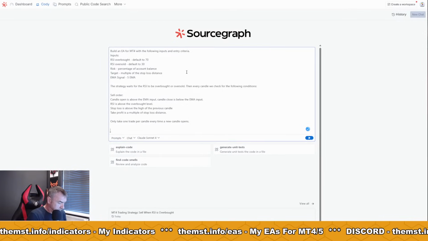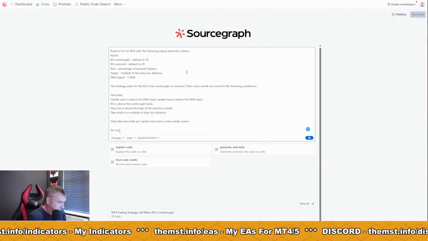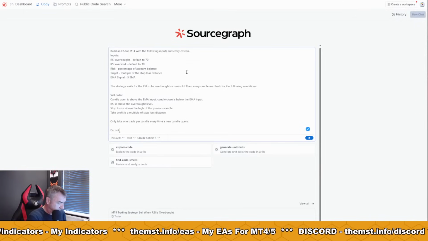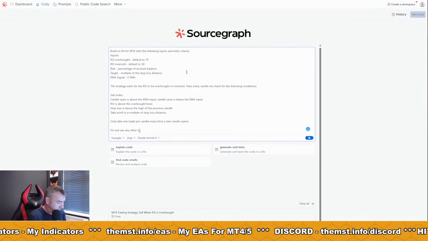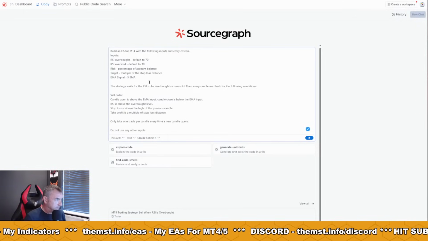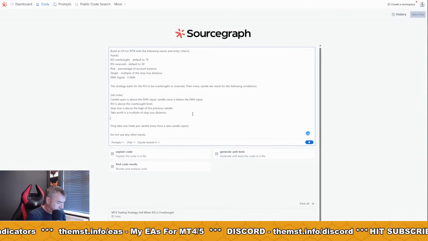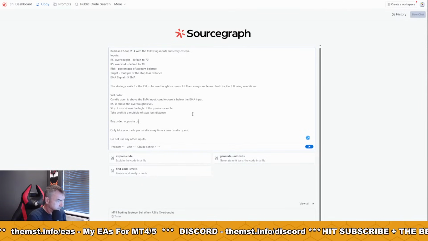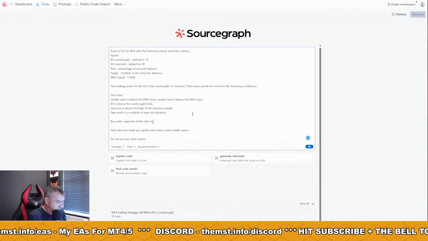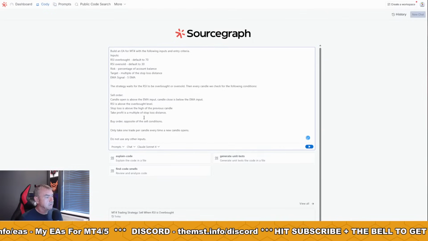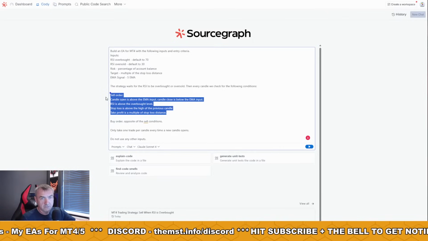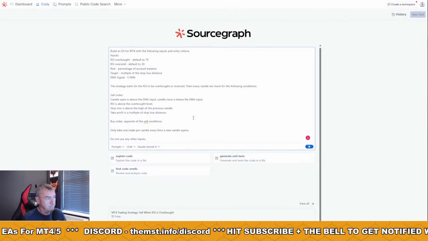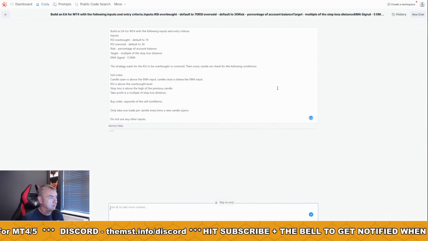I often put in "do not use any other inputs." And then the final thing we need here is buy order: opposite of the sell conditions. So it will know what a sell order is, and now I'm asking it to do a buy order in the opposite. Okay, so let's just quickly run that one.